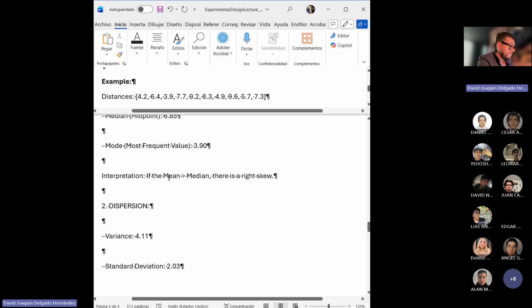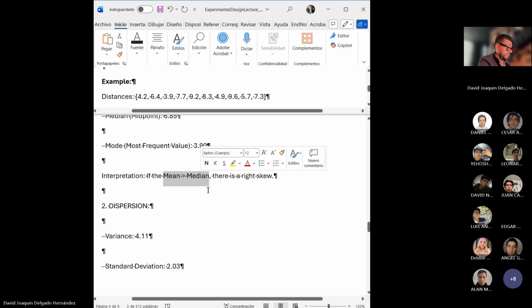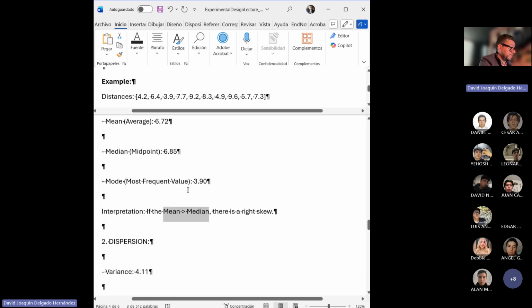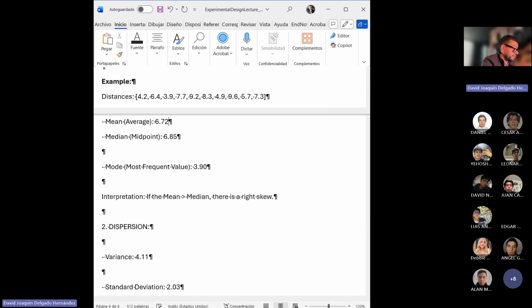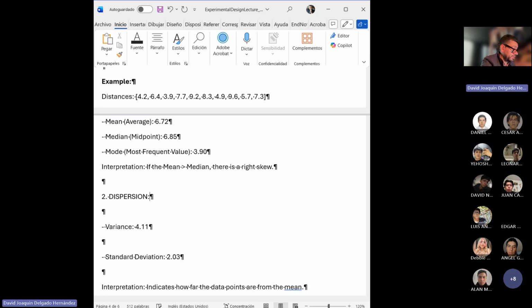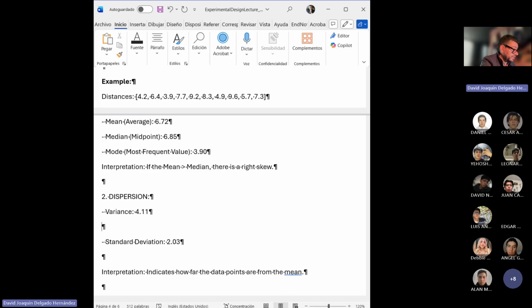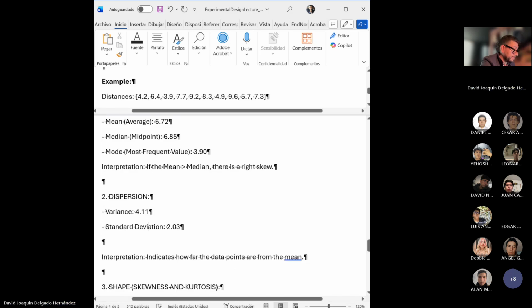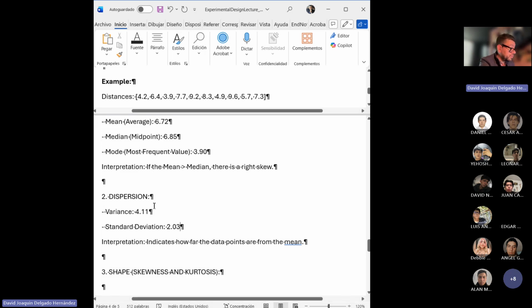So in this case, the interpretation is that if the mean is greater than the median, there is a right skew, okay? Now, let us see the second part. So I am going to put this together. This is the interpretation. Now, the dispersion. In this case, the variance is 4.11. The standard deviation is 2.03. This is the square root of the variance.